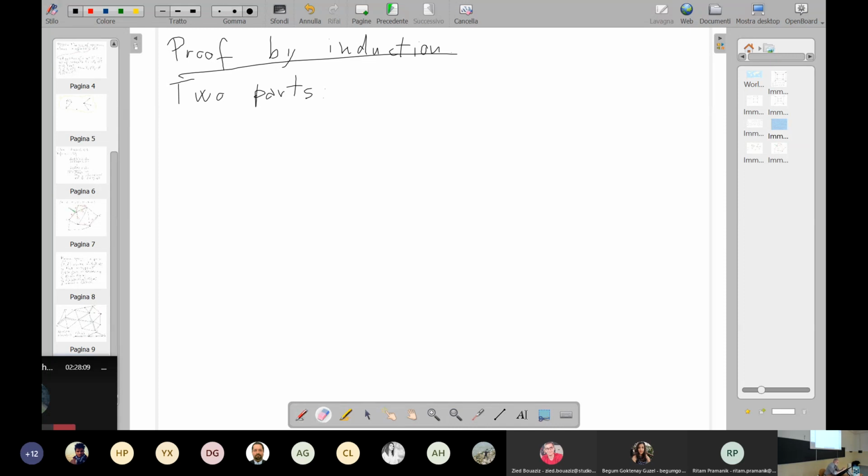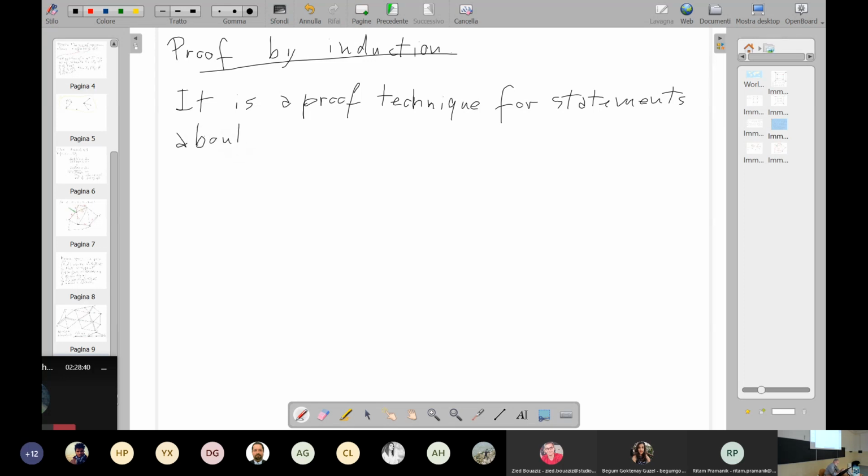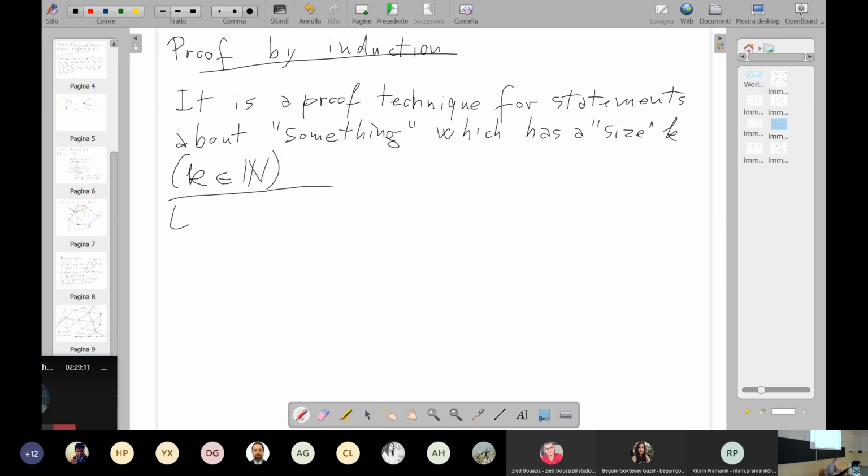First, I want to say what it is about. It is a proof technique for statements about something which has a size k, where k is a natural number. Okay? Example.